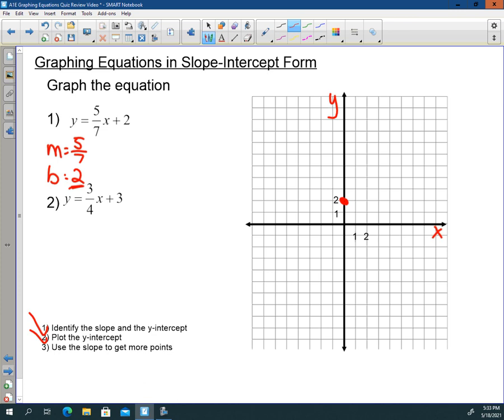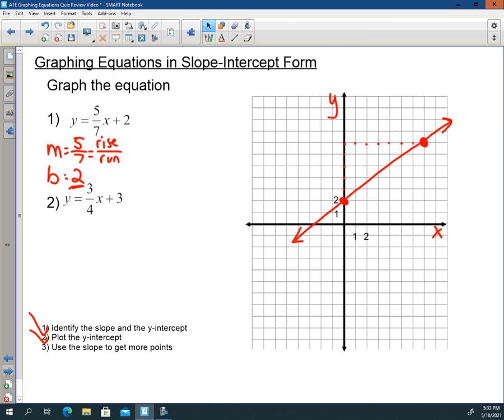Now we're going to use the slope to get more points. Remember that your slope is a rise over a run. And so the rise is 5, so you're going to go up from the point that you have already and count 1, 2, 3, 4, 5. And then the run is 7. So it's positive, you're going to go to the right 7. 1, 2, 3, 4, 5, 6, 7. And there's another point on your line. And you could do that a bunch if you had room, but we don't. So we're just going to connect those 2 points. And that's what our line looks like.